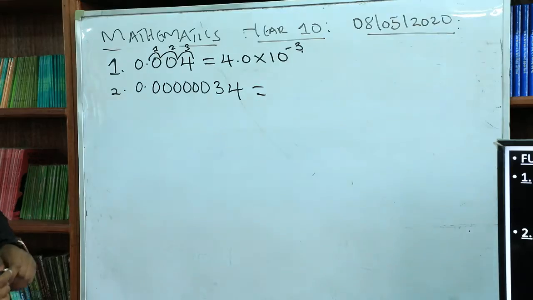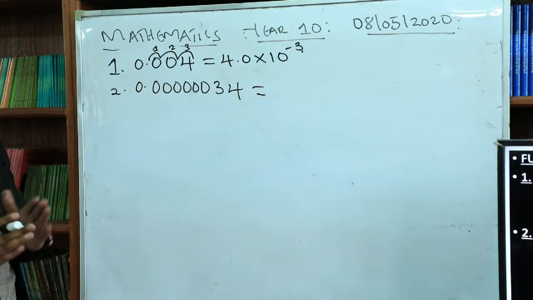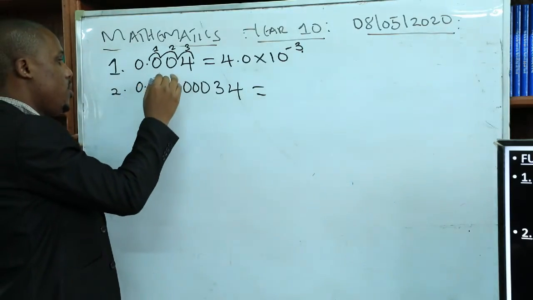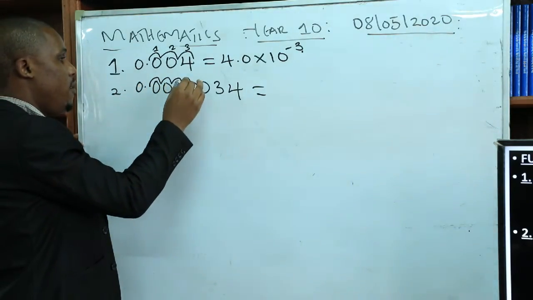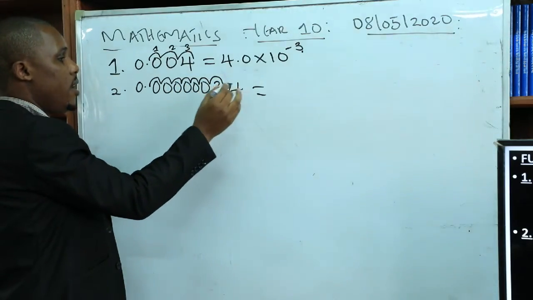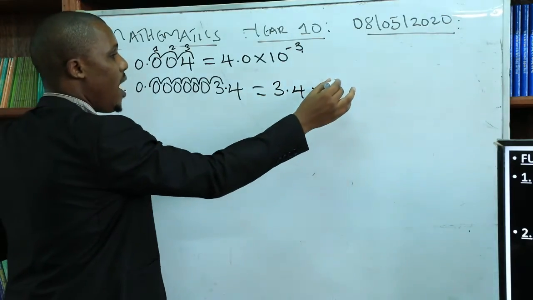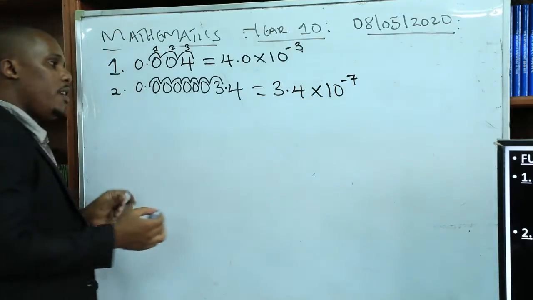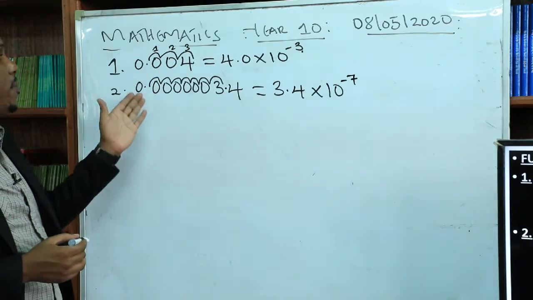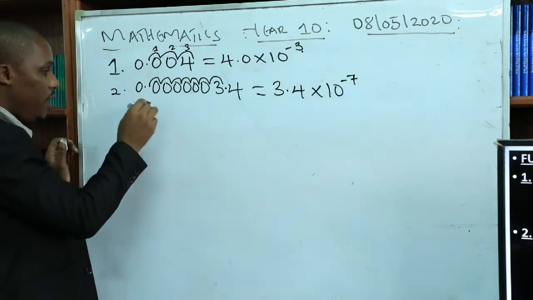So what you need to be able to do is to come up with the concept of achieving a number between 1 and 10. Again, count the number of steps from here. That's going to be 1, 2, 3, 4, 5, 6, 7. So once you reach there, it is now 3.4 times 10 to the power negative 7. The 7 is the number of steps that you're moving forward, and the negative is because of that movement in the positive direction on this side.